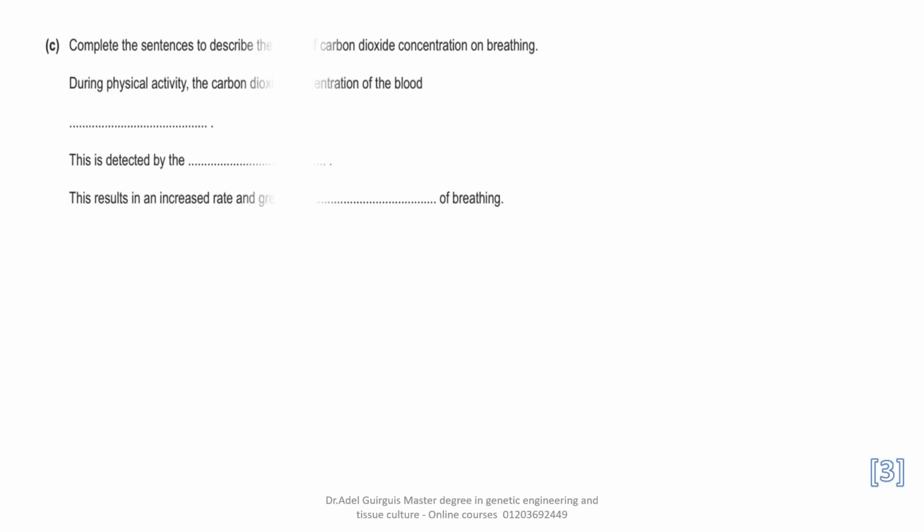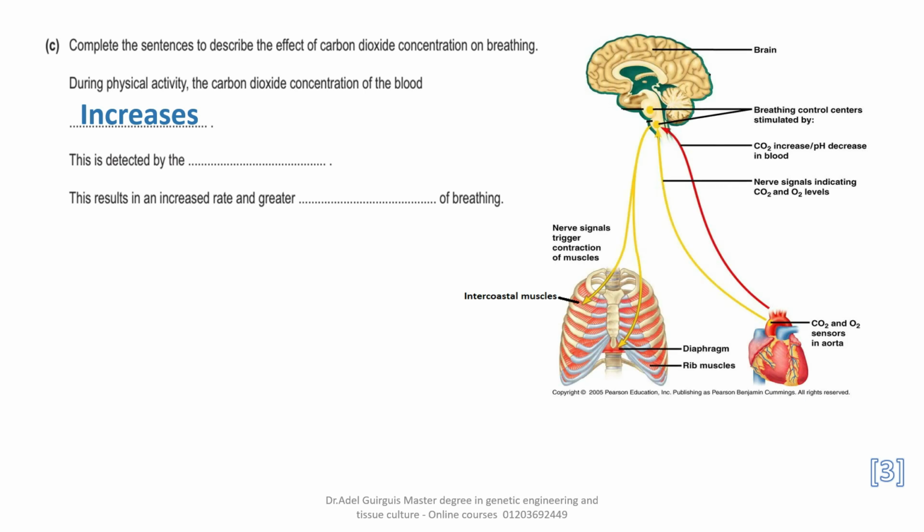Now for letter C. Complete the sentences to describe the effect of carbon dioxide concentration on breathing. During physical activity, during vigorous exercise, the carbon dioxide concentration of blood increases. This is detected by the brain. The brain detects the change in CO2 or drop in pH. This results in an increased rate and greater depth of breathing.